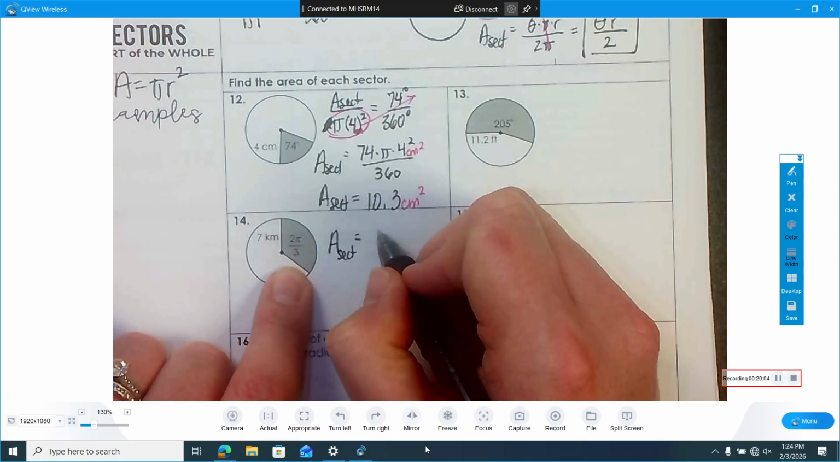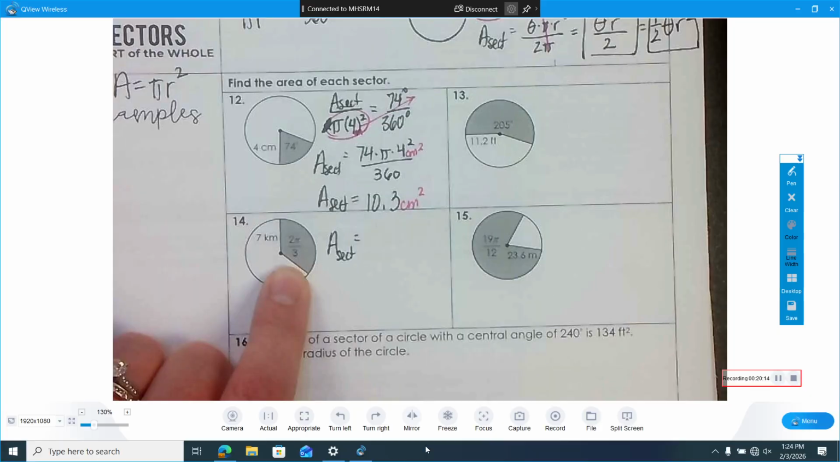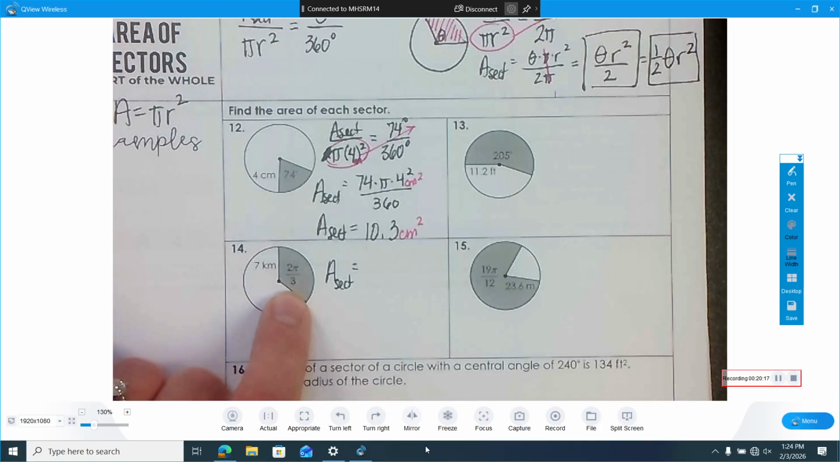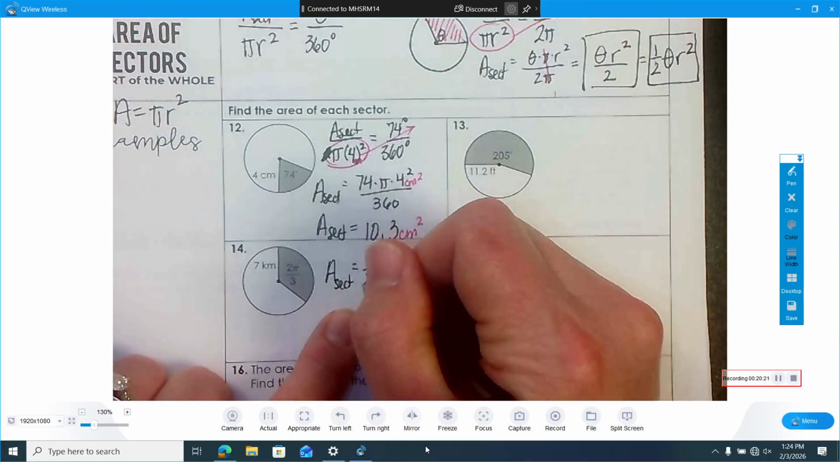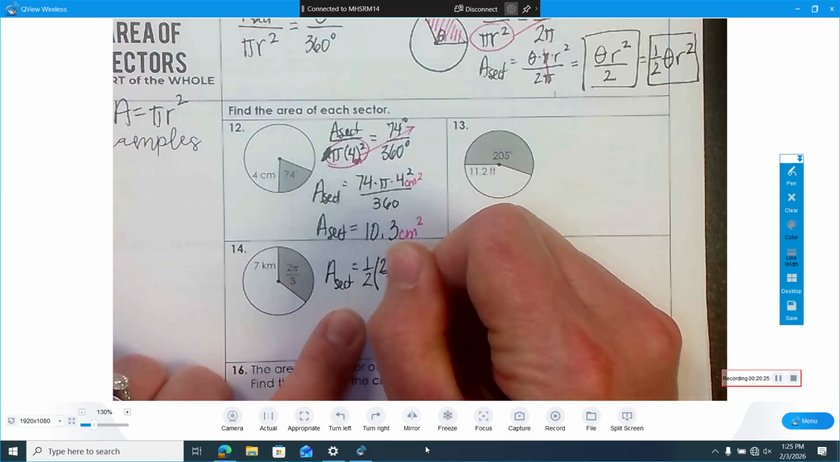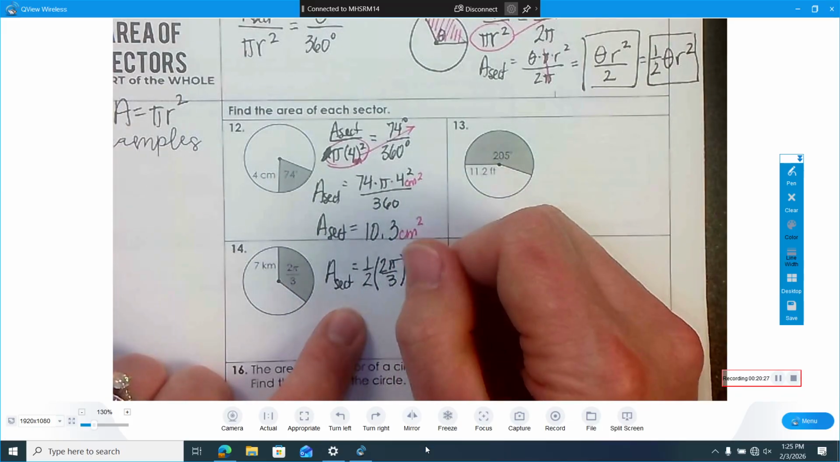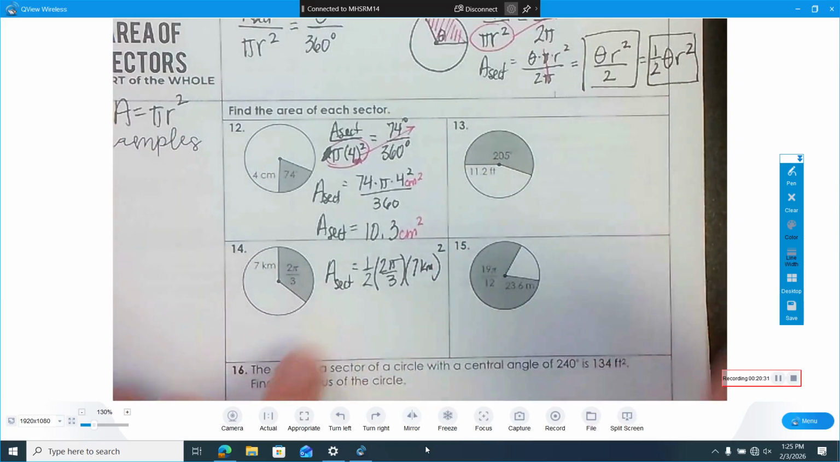Interesting. That is why sometimes it's better to write it as 1/2 theta r squared, which is another way to write that. Why did I do that? So you don't have 2 levels of fractions. All right, so the 1/2, and then our theta is 2 pi over 3, and then our radius was 7 kilometers squared.